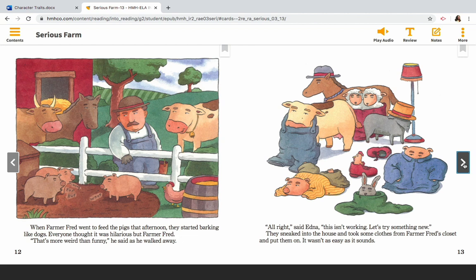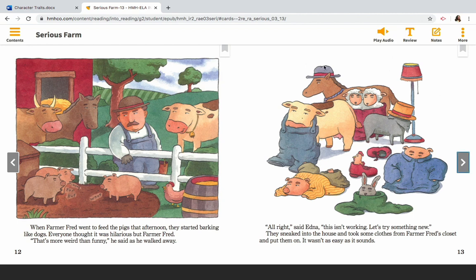When Farmer Fred went to feed the pigs that afternoon, they started barking like dogs. Everyone thought it was hilarious, but Farmer Fred. "That's more weird than funny," he said as he walked away. "All right," said Edna, "this isn't working. Let's try something new." They sneaked into the house and took some clothes from Farmer Fred's closet and put them on. It wasn't as easy as it sounds.